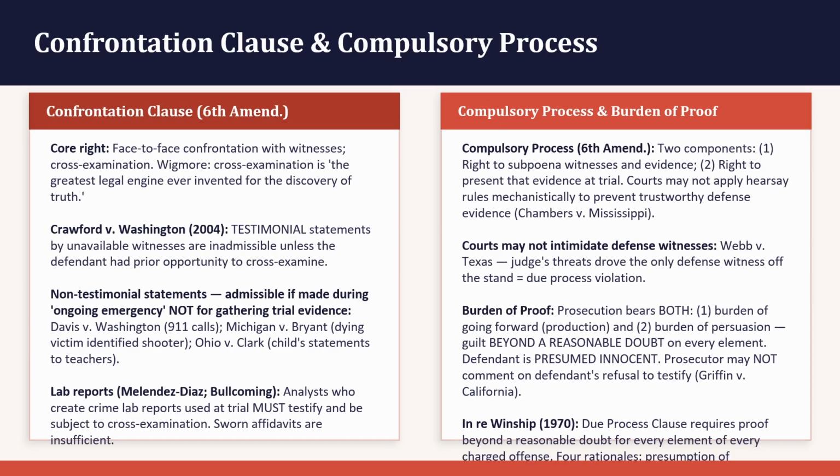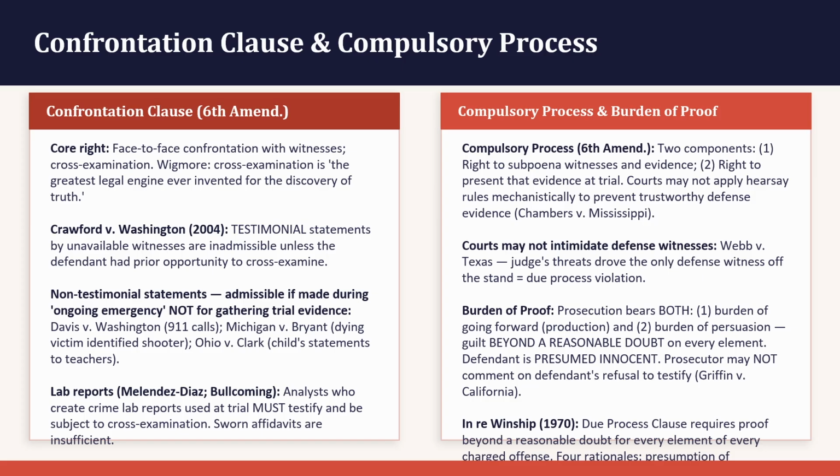Two of the most important rights at trial are the Confrontation Clause and the Compulsory Process Clause. The Confrontation Clause guarantees face-to-face confrontation and cross-examination. Wigmore called cross-examination the greatest legal engine ever invented for the discovery of the truth, and the Supreme Court has treated it as the central right protected by the Confrontation Clause.